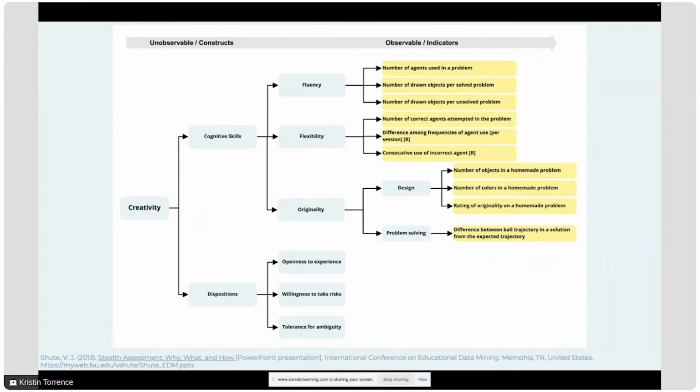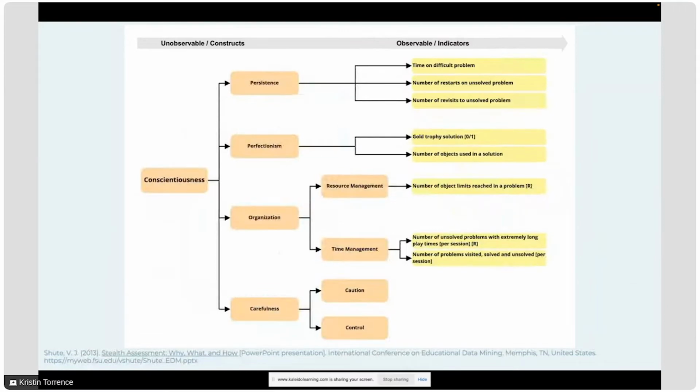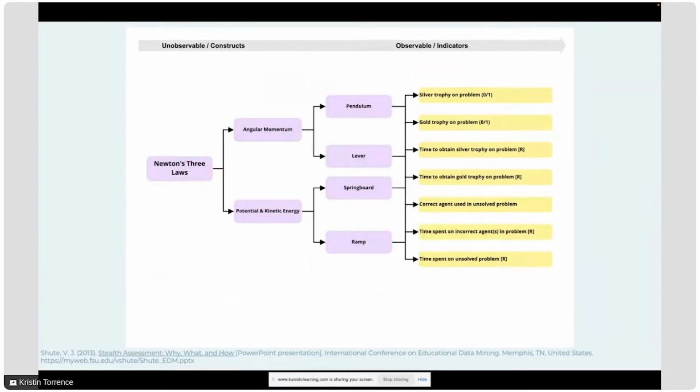Now, of course, the more data the system collects through learner interactions, the more robust these predictions become because there's more data to support these claims. Here's another example of a competency model in that same physics game. And they all look very similar, right? Here's a third competency model of Newton's 3 laws.